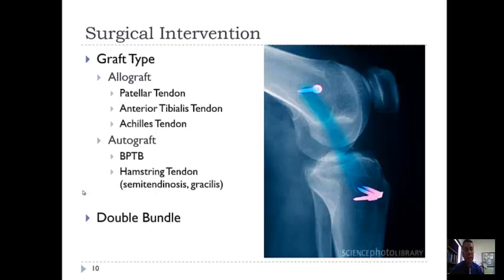So BPTB is bone, patella tendon, bone. It's a ligament created from the middle third of your patella tendon. And then a hamstring tendon graft, which is the central part of the semitendinosus and or gracilis, and they'll make a new ACL out of that. There's a lot of debate as to which is better, and there are so many variables that go into it.